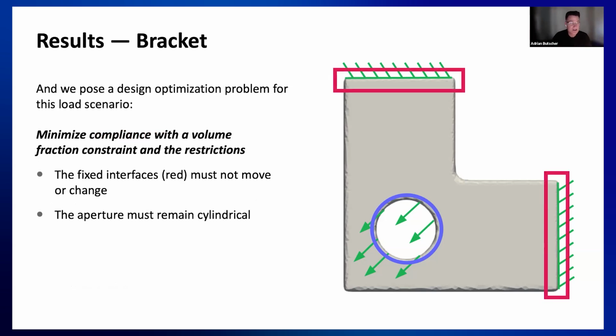So here the design optimization problem is to minimize compliance with a volume fraction constraint. We're going to impose that the Dirichlet regions don't move at all, so the fixture points don't move at all, but that aperture can find its optimal location in space as long as it remains cylindrical, and as I said, we're going to impose a translation constraint to do that.